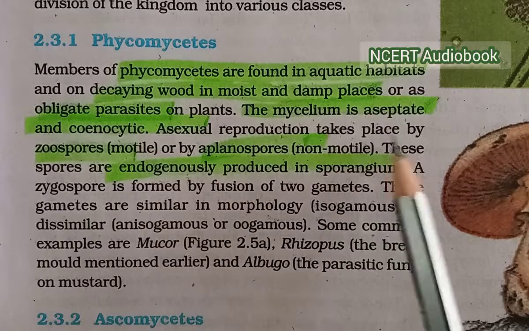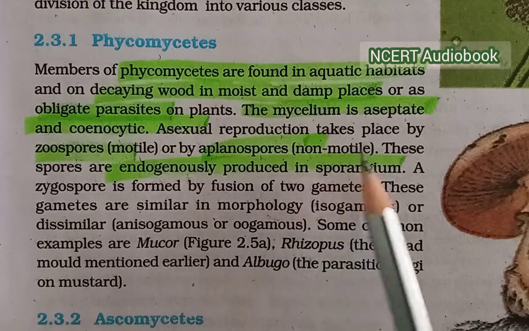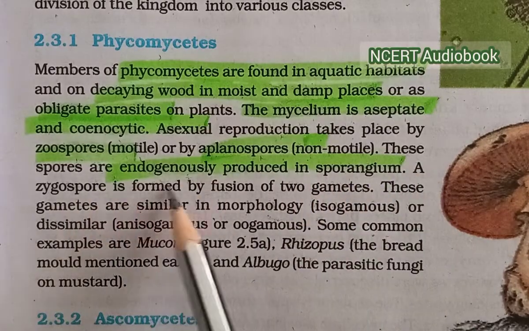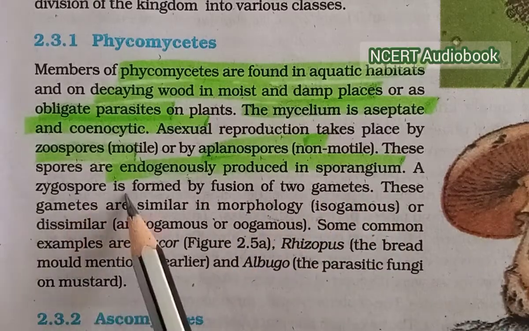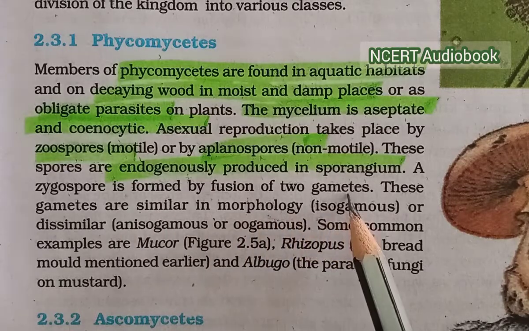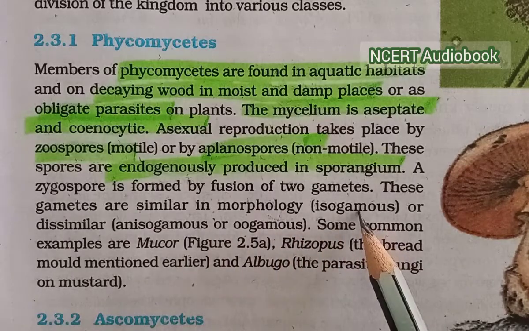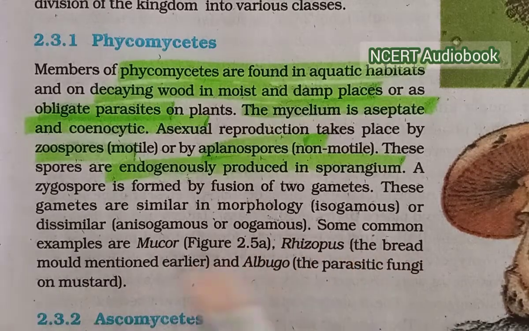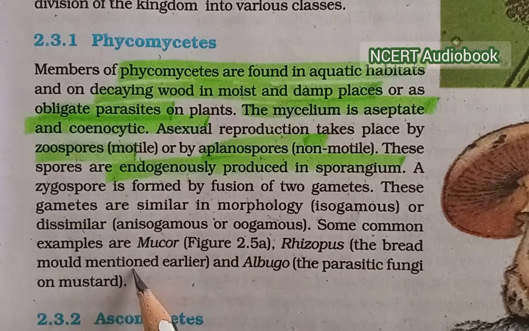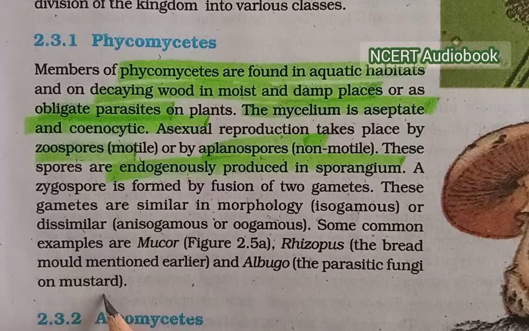Asexual reproduction takes place by zoospores, motile, or by aplanospores, non-motile. These spores are endogenously produced in sporangium. A zygospore is formed by fusion of two gametes. These gametes are similar in morphology, isogamous, or dissimilar, anisogamous or oogamous. Some common examples are Mucor, Rhizopus, the bread mold mentioned earlier, and Albugo, the parasitic fungi on mustard.